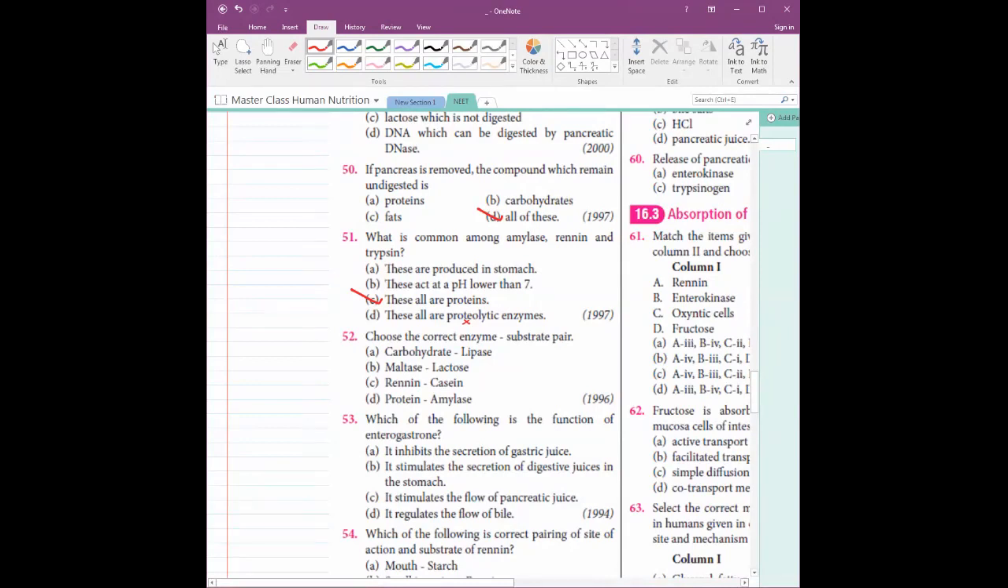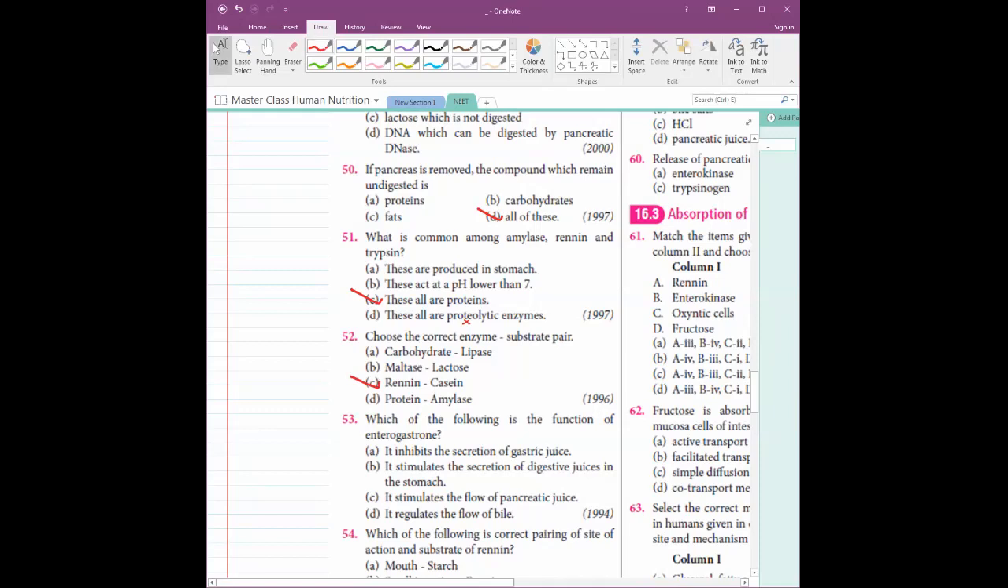Okay, next question. Choose the correct enzyme substrate pair. So yes, guys, very simple, straightforward. Yes, Dia is right, Zui is right. Yes, Darshanita, Divya, right. Tanishka is right. What is it, guys? It is renin. Renin is going to work upon casein.